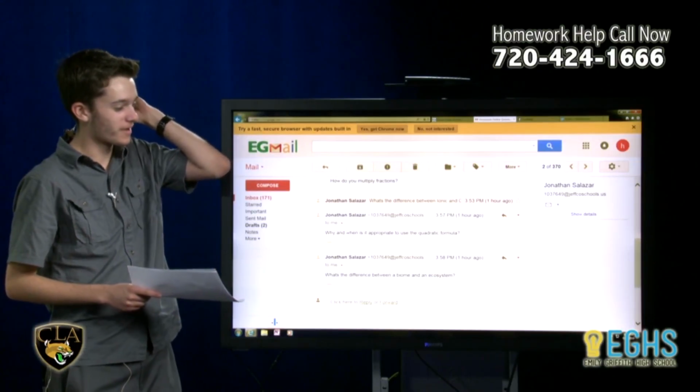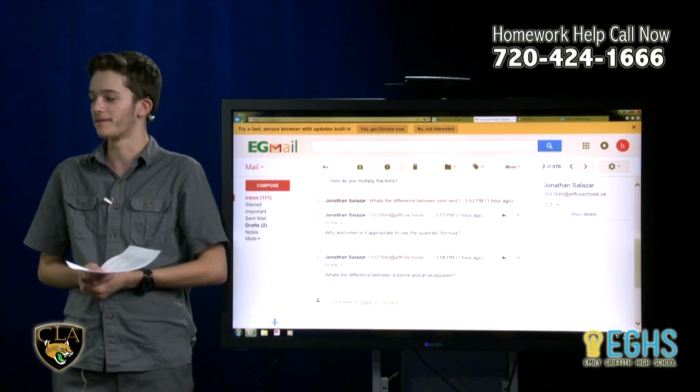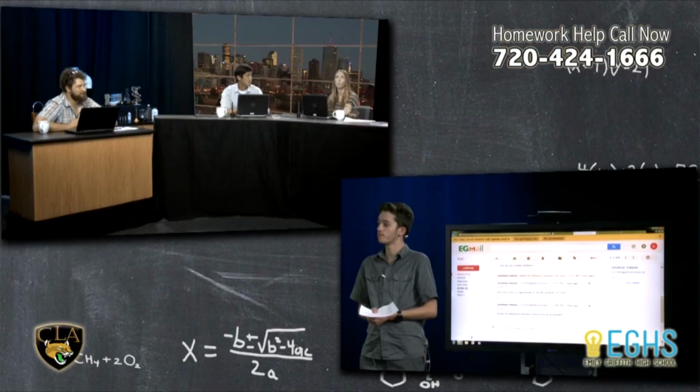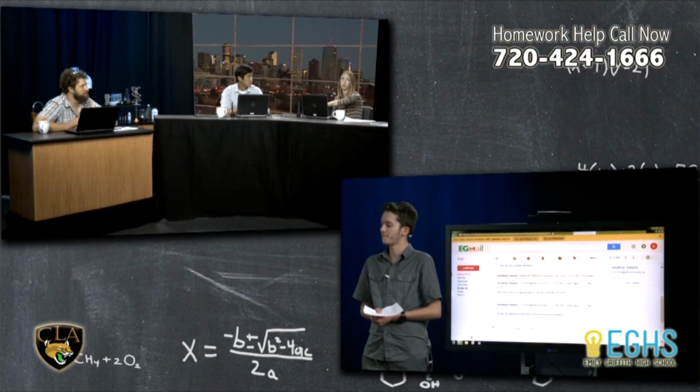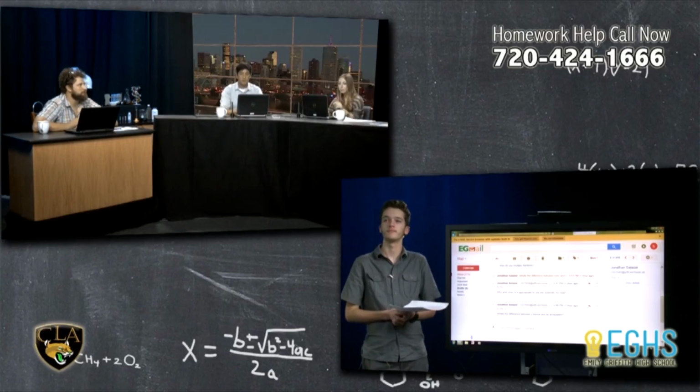Okay, so why and when is it appropriate to use the quadratic formula? That's a good question. Is the question on? Okay, the question's on why we would use the quadratic formula to solve a quadratic equation, I'm assuming. Let me see if I can pull up some examples. Actually, I'll just demonstrate this myself.